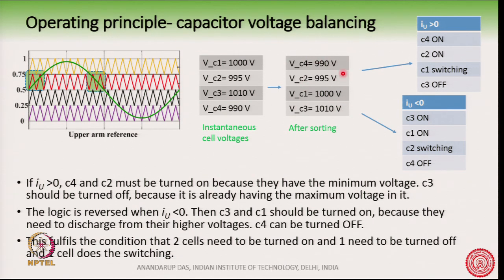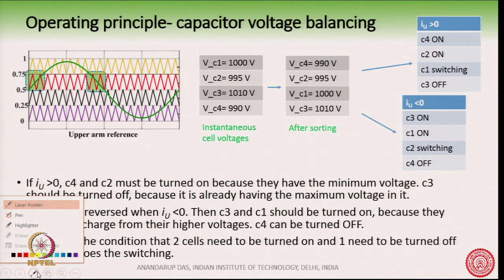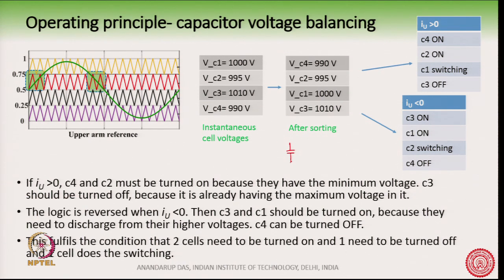After the sorting we have found that this is the status of the capacitor voltages. C4 is minimum, C3 is maximum and C2 and C1 are in between. Now, if IU, that is the upper arm current, is positive, so let me just quickly also draw it here somewhere. Upper arm positive means IU is positive here. So, what do we need during this portion? We need that C4 should be turned on and C2 should also, because we need to turn on 2 cells, and we need to turn off 1 cell.